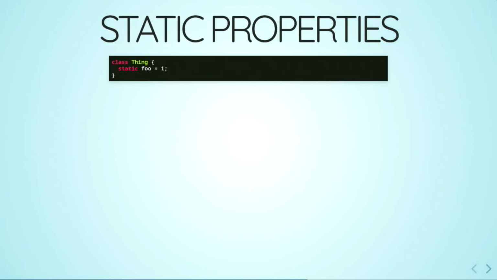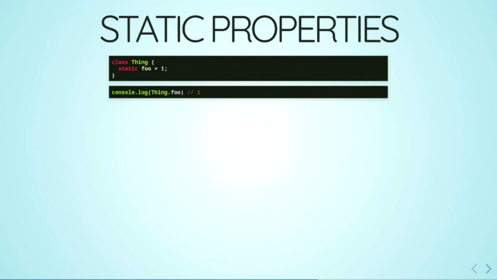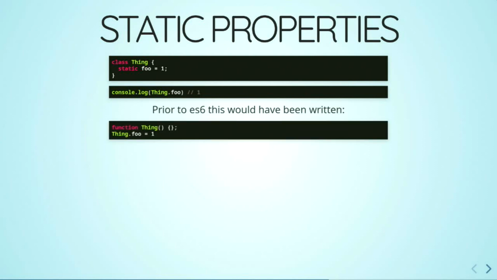Again, static properties can be declared just like they were before, very much like in Python. Now we just put it inside the class declaration and invoke it directly from the object itself, the constructor, rather than as a member. And prior to ES6, it would have looked very much like this, so it actually hasn't changed a lot. It's very, very similar.